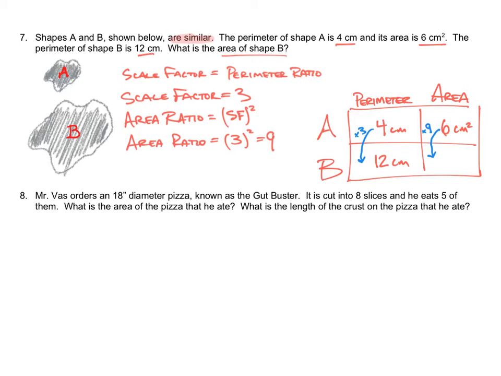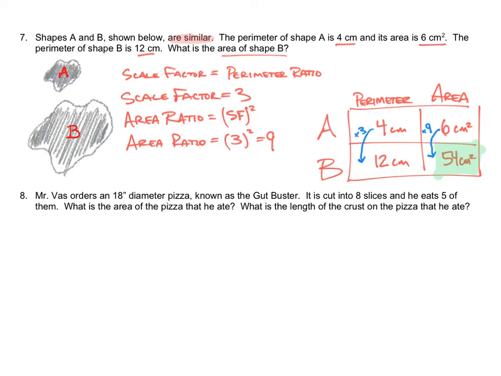Last time I checked, 9 times 6 was 54. So the answer to this question is shape B has an area of 54 square centimeters. And this is our answer for number 7.